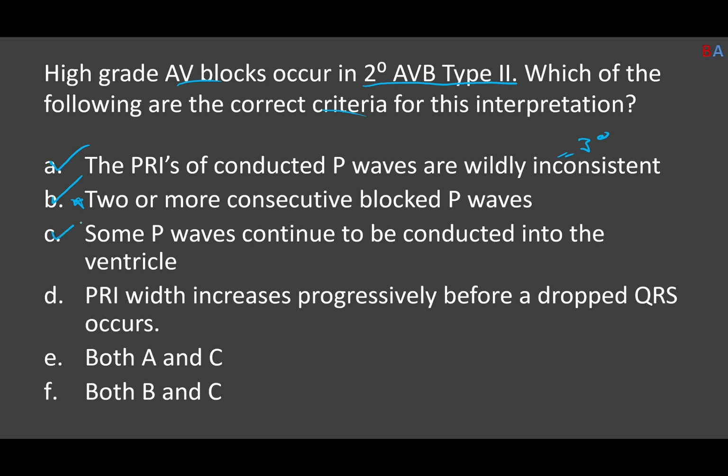Some P waves continue to be conducted into the ventricle. Well, that's actually the definition for second-degree blocks, right? That some of the P waves are blocked. Third degree has no P wave conduction. So that one's out. So right now we're looking at B and C as correct. D, PRI width increases progressively before dropped QRS. Well, that's second degree type 1. So at that point, that one's off the table. So when you're left between E and F, F is definitely your answer.